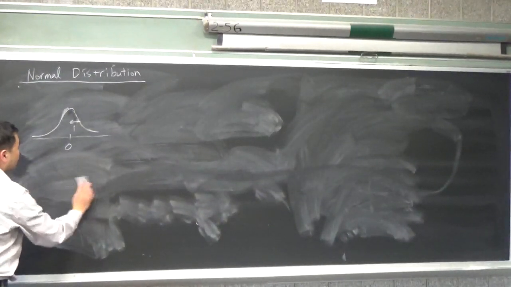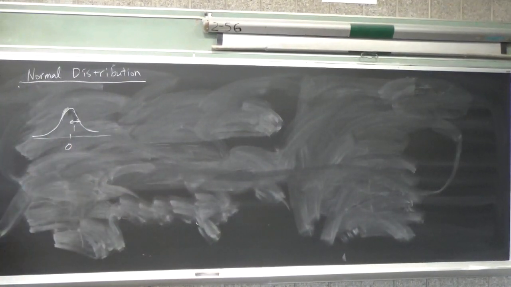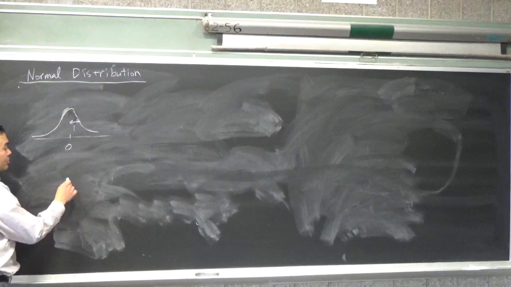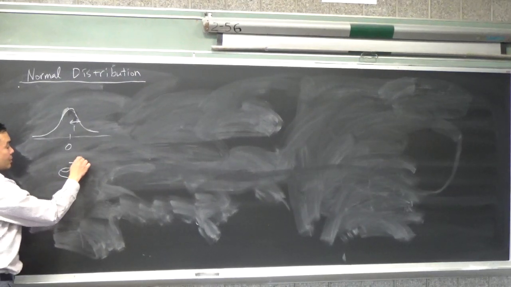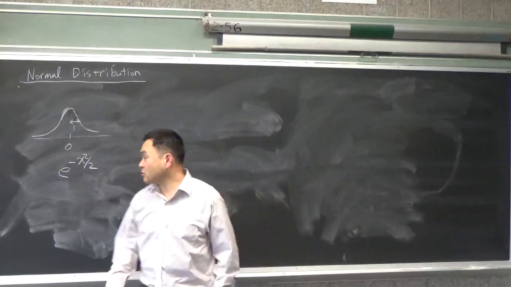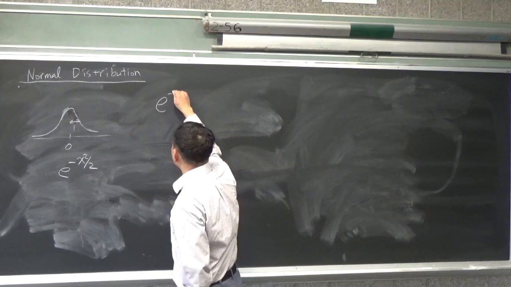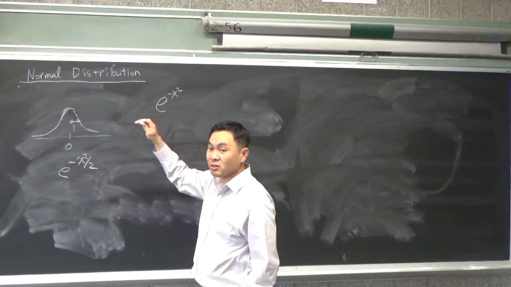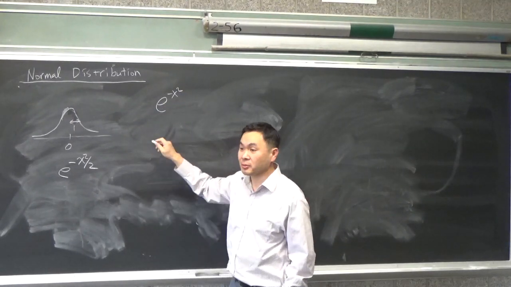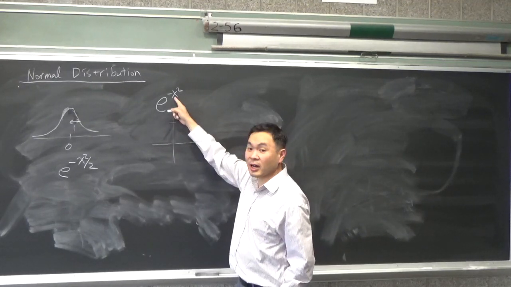So the formula for this is something like e to the negative x squared over 2. Let's just forget about over 2 and think about what this means. What is e to the negative x squared? What's the graph of this? If you plug in 0, what do you get? 1. As you plug in something higher, what happens?